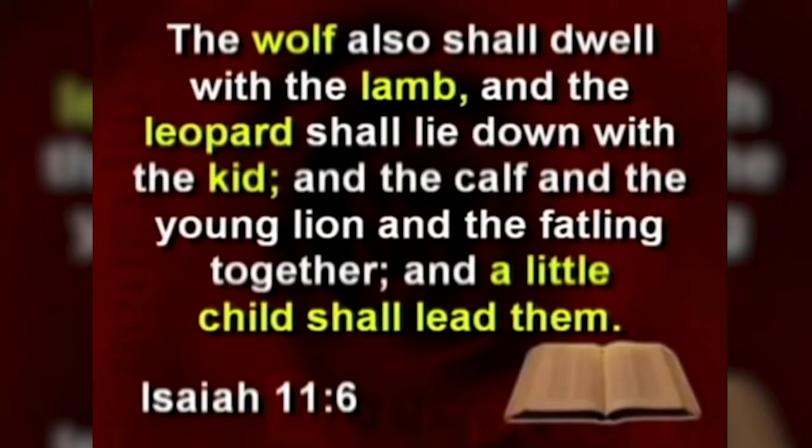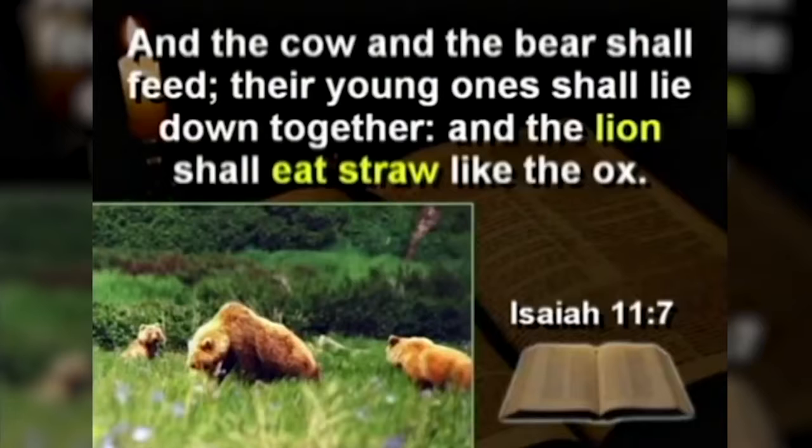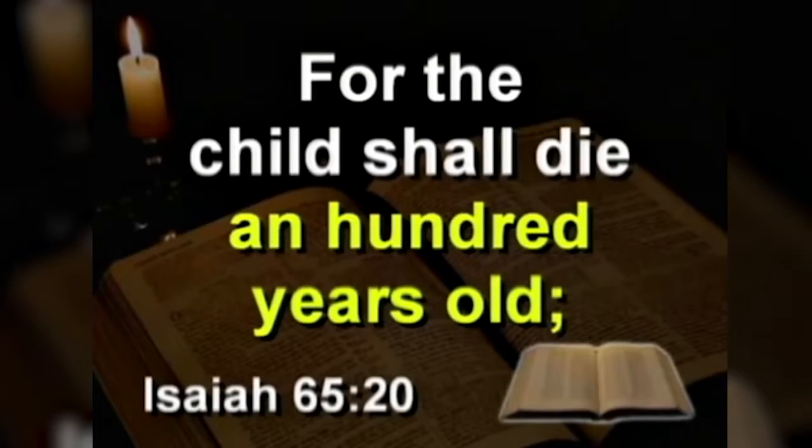Someday the wolf shall dwell with the lamb, the leopard shall lie down with the kid and the calf and the young lion and a fatling together, and a little child shall lead them. A little child's going to lead a leopard or a lion? You say, Hovind, lions don't eat grass. Oh, they will one day. The lion shall eat straw like the ox. A guy in Canada sent me a video clip of bears in his yard eating grass for 2 hours straight. Just nothing but grass. The Bible says the child shall die 100 years old.